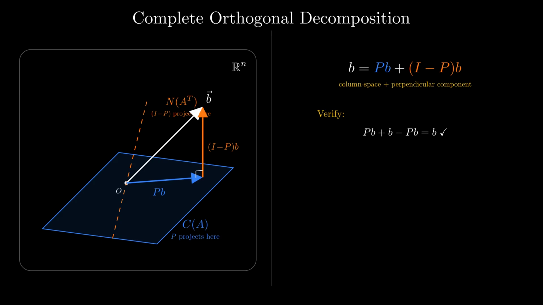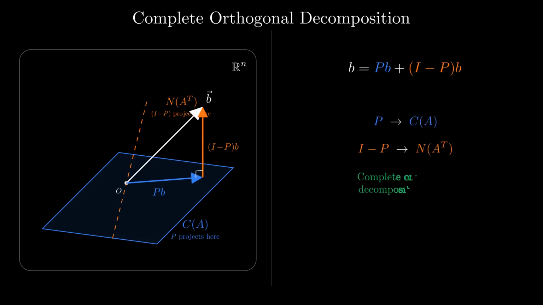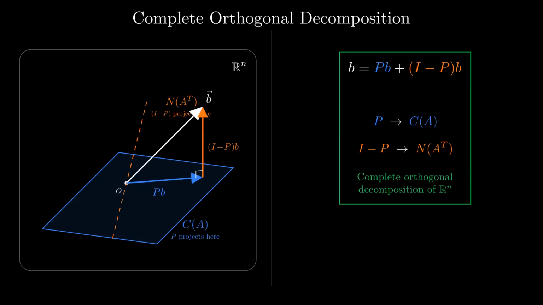PB plus B minus PB simply gives B, and the two components are orthogonal because PB transpose times I minus P times B equals B transpose P times I minus P times B, which equals B transpose times P minus P squared times B. And since P squared equals P, this is B transpose times 0, which is 0. No overlap, no gaps, a complete orthogonal decomposition.